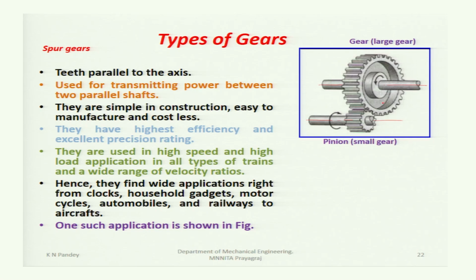Hence, they find wide applications right from clocks, household gadgets, motorcycles, automobiles and railways to aircraft. One such application is shown in this figure. Internal gear. In the case of external spur gear, the direction of rotation of driving gear and driven gear will be opposite. Like in this case, it is in a clockwise direction, and so the other gear which is meshed is rotating in the anti-clockwise direction.